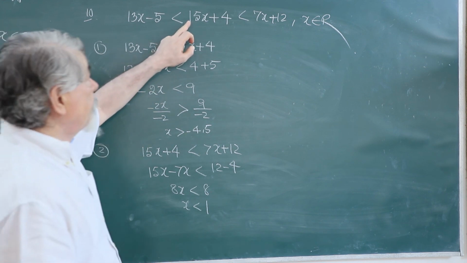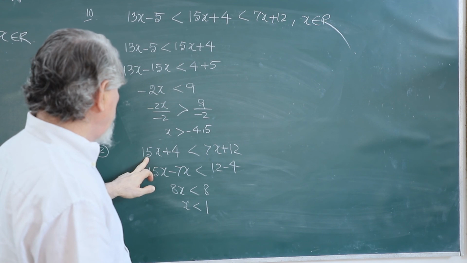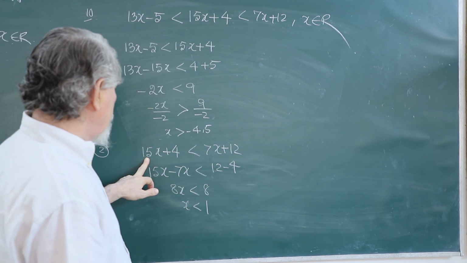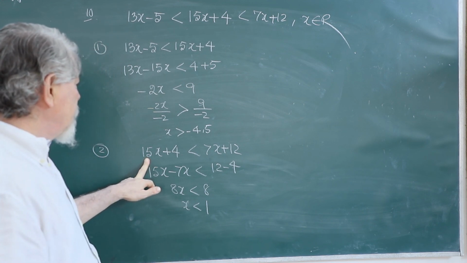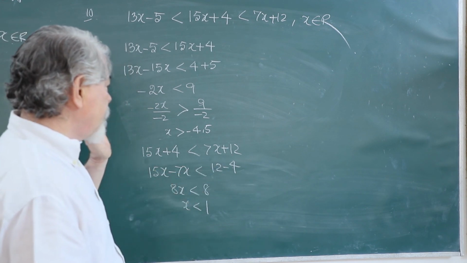Let us check it again. 15x minus 7x, yes, 8 and 7, 15. And then 12 minus 4 is 8. 8x is less than 8, so x is less than 1.